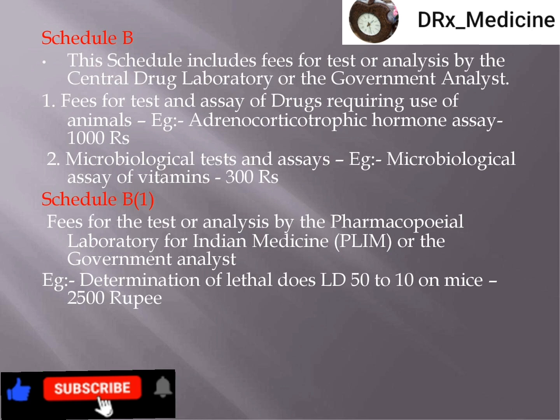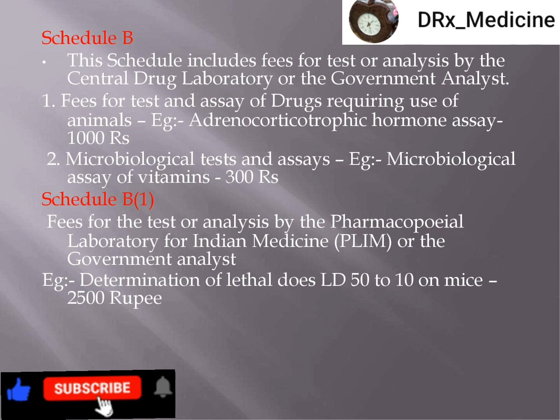Schedule B. This schedule includes fees for test or analysis by the Central Drug Laboratory or the government analyst. 1. Fees for test and assay of drugs requiring use of animals, e.g., adrenocorticotrophic hormone assay, 1002 rupees. Microbiological tests and assays, e.g., microbiological assay of vitamins, 300 rupees.